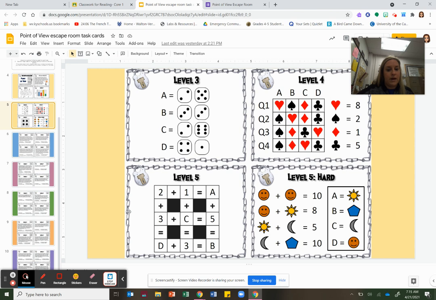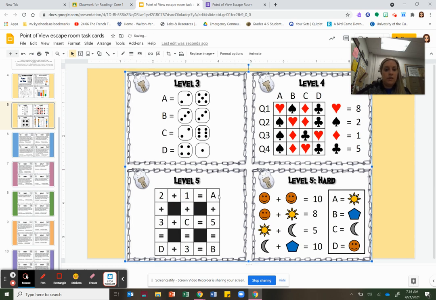And then for level 5, so 2 plus 1 equals A, 2 plus 3 equals D, 3 plus C equals 5, and D plus 3 equals B. So you kind of have to figure this out a little bit by doing the math. So I know 2 plus 1 equals A. So I know that A is going to be a 3. And then 3 plus 5 equals B. So you have to fill in this code over here, okay?